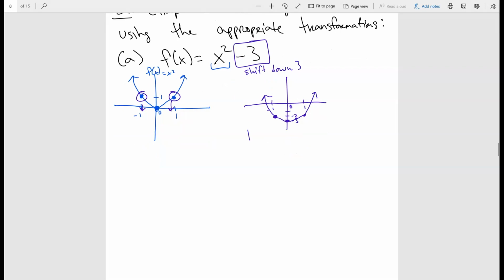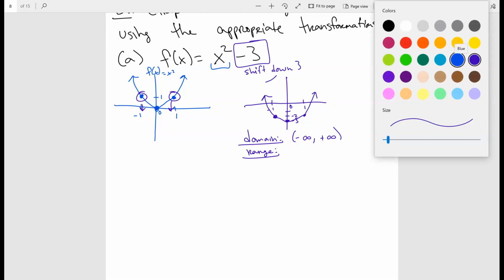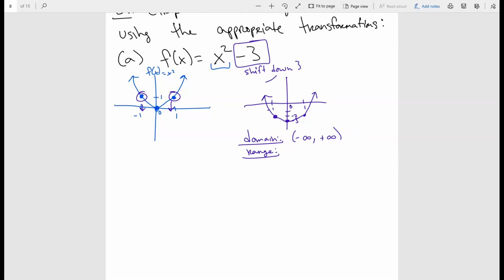Now, if you look here, the domain and the range: I know the problem didn't ask for it, but it's a really good idea to do it. The domain here is going to be -infinity to +infinity, and that makes sense because this is a polynomial. Now the range is going to be the y values. We haven't really talked about the range much, but you can see what the lowest y value is. The lowest one here is -3, and -3 is included because there's a point there. So it's going to start from -3 all the way up to infinity. That would be the range.